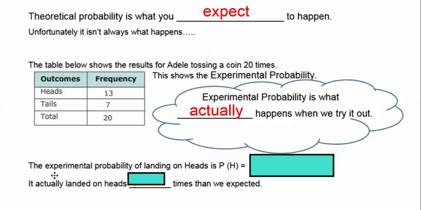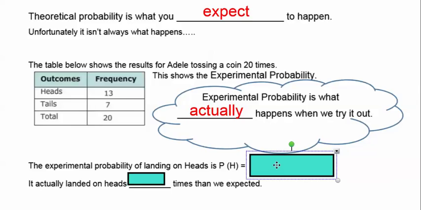So if we wanted the experimental probability of landing on heads, we would look at the chart. The experimental means you look at what happened. Theoretical is what's supposed to happen. Theoretical, we would not look here. But if they say experimental, we look at what happened. So the experimental of landing on heads.